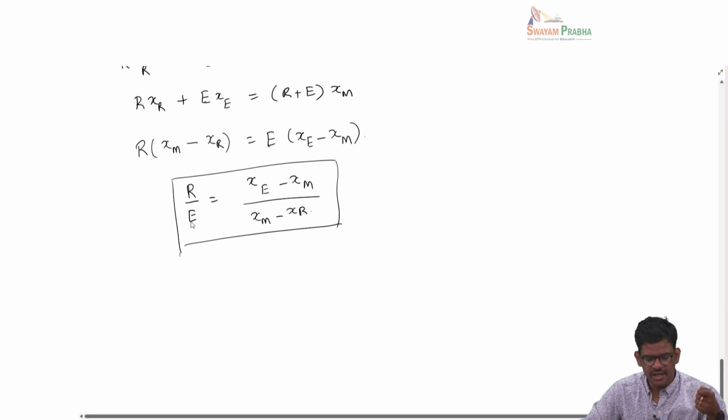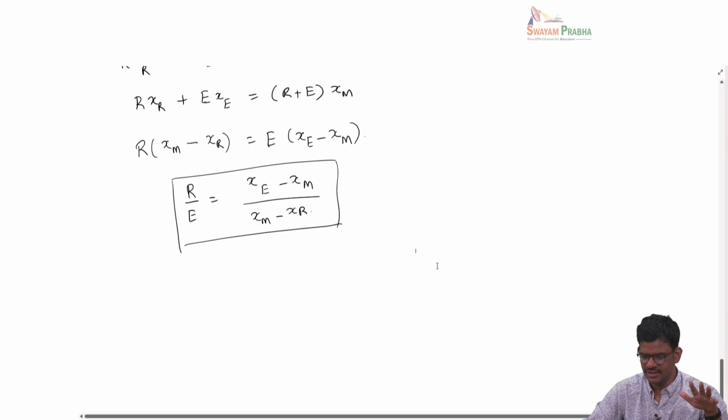So remember this R by E is the relative ratio of R to E. Okay, how many kilograms of R, how many kilograms of E, that is basically something that we decide. We know how much we are adding. Okay, and that ratio is actually given by XE minus XM by XM minus XR. So this is coming purely from a material balance point of view.